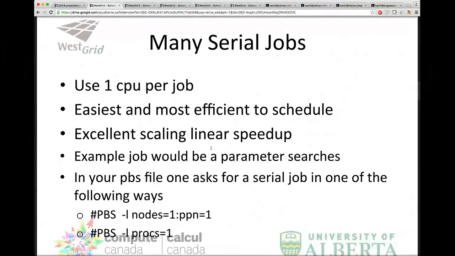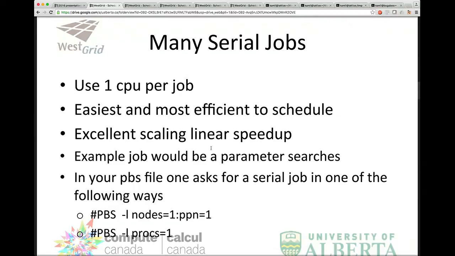So many serial jobs. There's 1 CPU per job. These are the easiest and most efficient to schedule. Also, there's excellent scaling and a linear speed up. What that means is that if you run 100 different jobs simultaneously, you're going to get 100 times more the usage through the system. And because each of these jobs will be just as efficient as the first one, you're going to get linear speed up. So you're not going to lose any performance due to communication overhead.